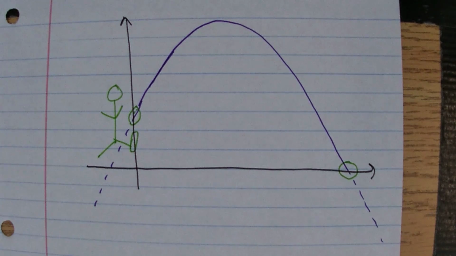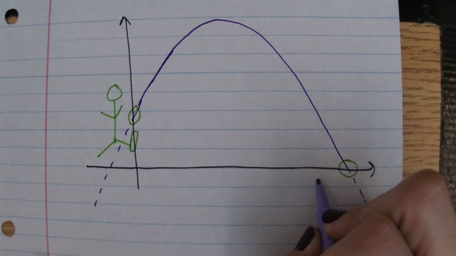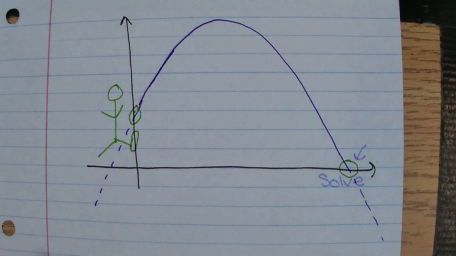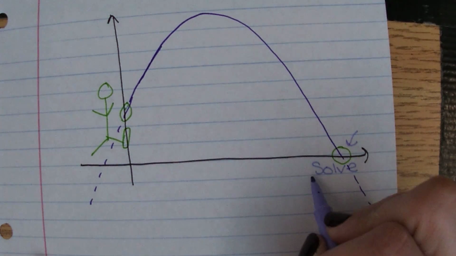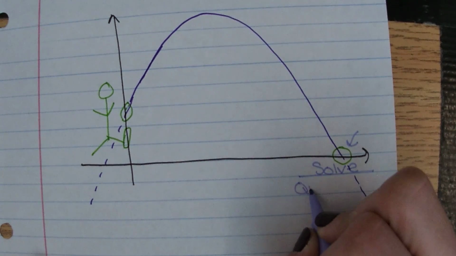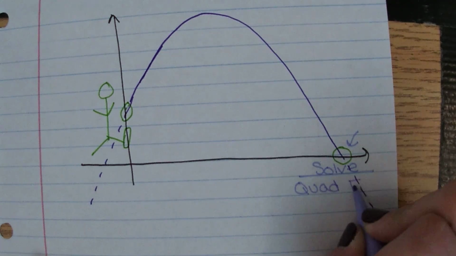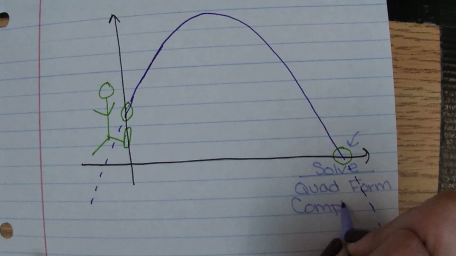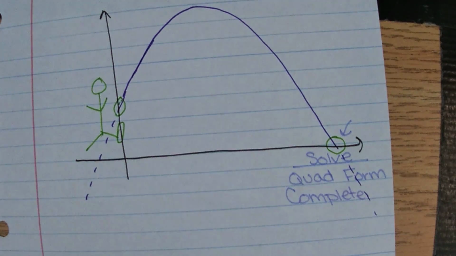That's an x-intercept. And x-intercepts are the same thing as solutions. So what it's really asking us to do is to just solve the quadratic. So when we're trying to find this spot on the graph right here, we're just solving. And we can do that with the quadratic formula. We can do that with completing the square. We can do that with factoring.